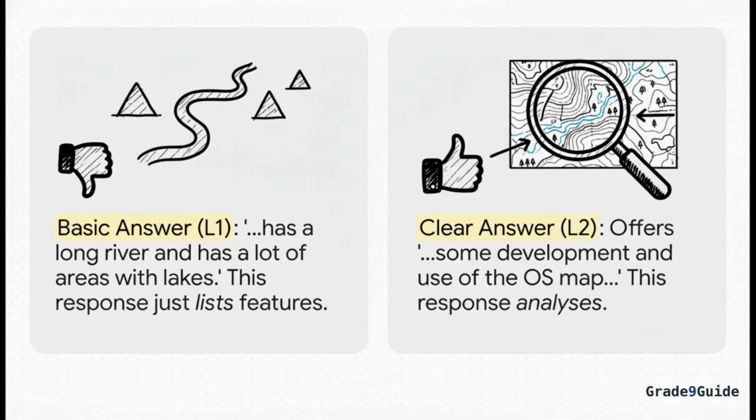It's passive. But check out what the examiner says about the good answer on the right. The key words here are "offers some development and use of the OS map." Development just means you explain what you've seen and what it means. And honestly, that is the difference between getting 1 or 2 marks and getting all of them.